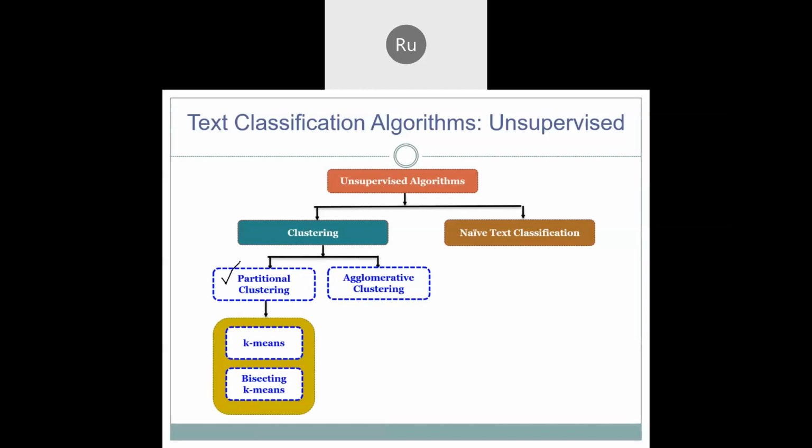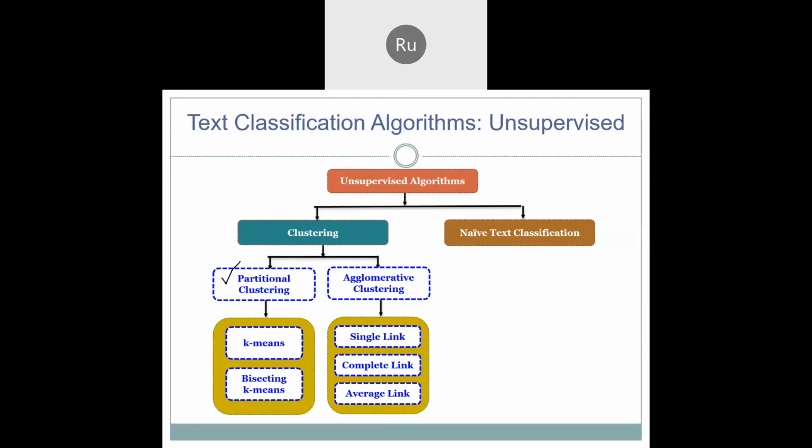So that is the k-means, and for this one, the question is which method you use to measure the distance between two clusters: single link, complete link, or average link. And also we have text classification by direct matching. Basically, this one uses the distance method, so this one is quite straightforward.